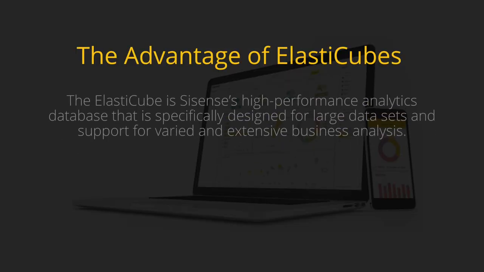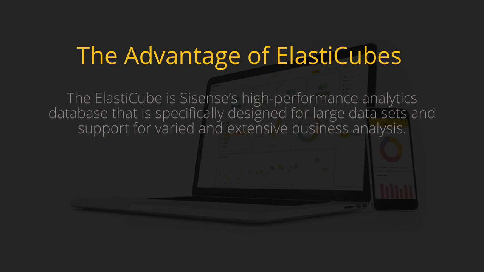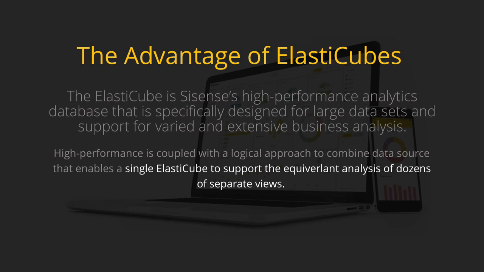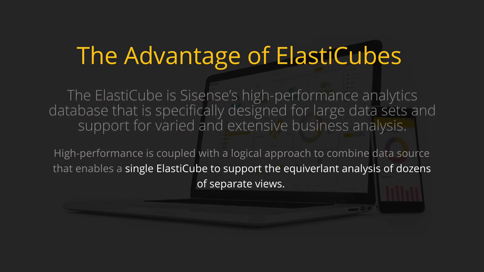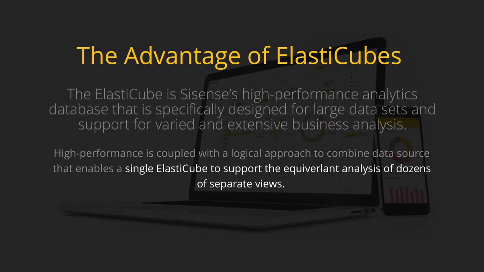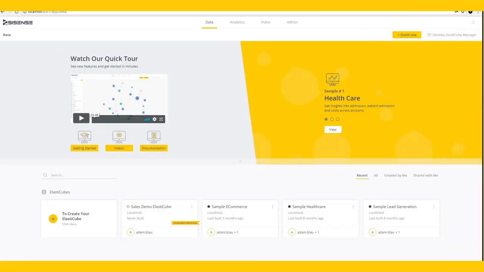The ElastiCube is Sisense's high-performance analytical database, designed to support large datasets across various analytical requirements. It provides a logical approach to combine data sources with the equivalent of dozens of separate views in a single ElastiCube. This offers greater agility to answer any business question quickly and with significantly less data management.